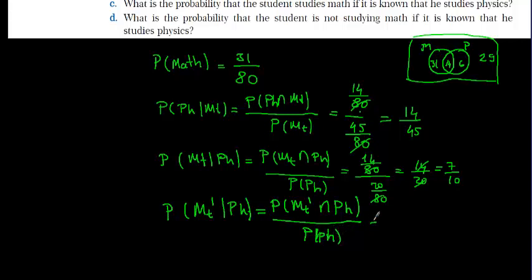So not math intersection with physics, outside of math intersection with physics, is only these 6, so it's going to be 6 over 80. For the probability of physics only, we know that's 20 over 80, so the answer is 6 over 20. When you divide by 2, the answer is going to be 3 over 10.